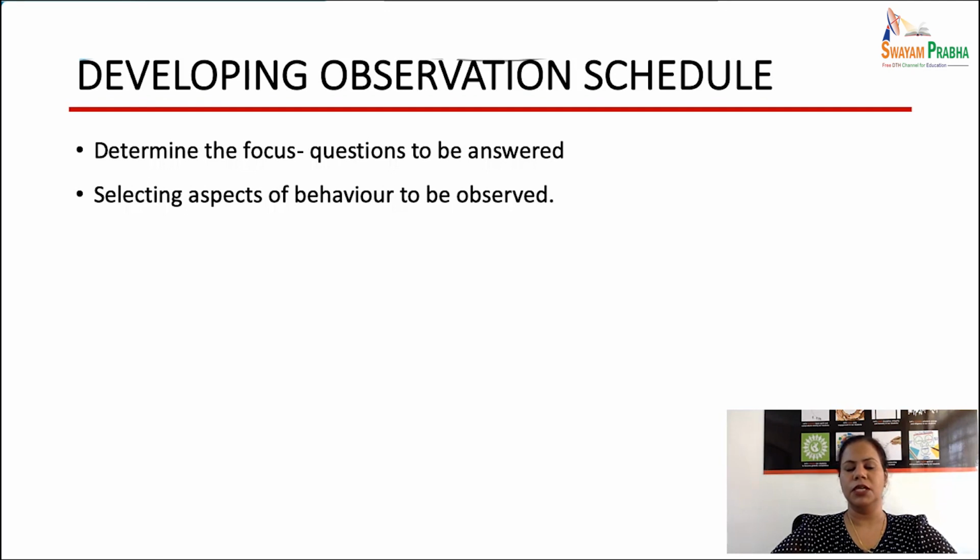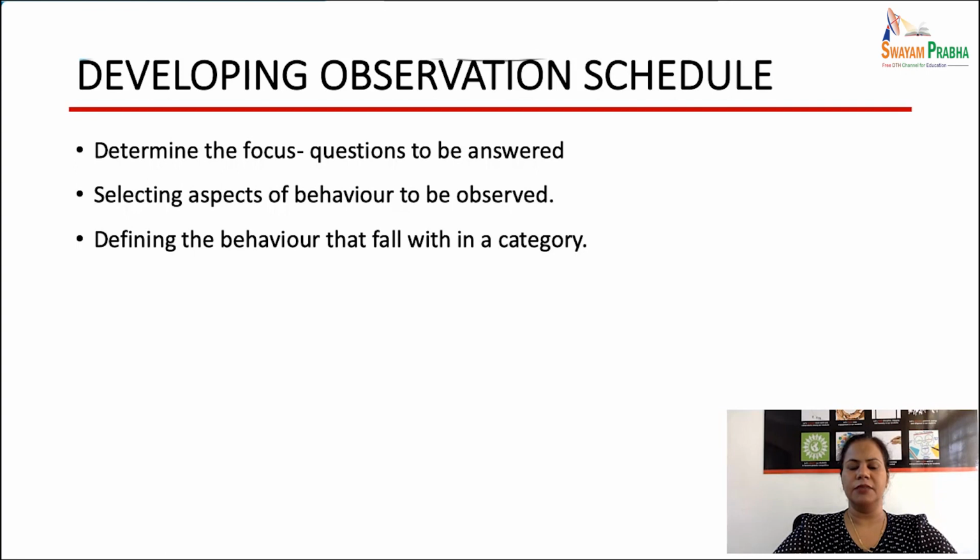Whether you will be observing certain signs and symptoms of the patient after some intervention, or you will be assessing the behavior of a person for the whole day, you need to decide which aspect of the behavior you have to observe for the research study. The third step is defining the behaviors that fall within a category. Depending upon your questions, you have to decide which types of behaviors will fall in the category for your research study.